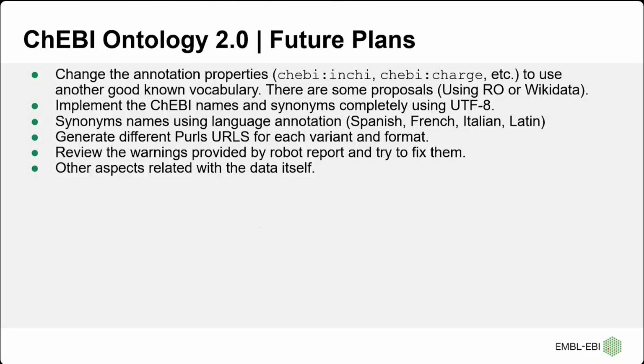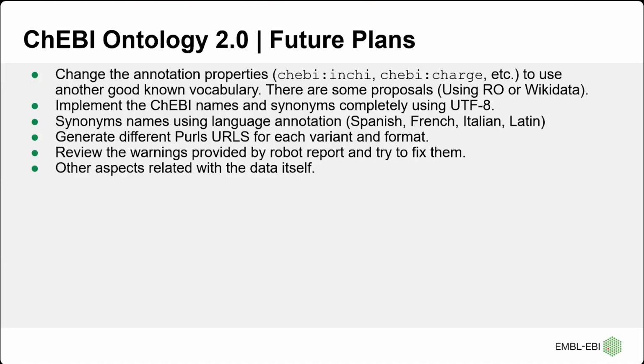So at this moment, in the ChEBI ontology, we have all the alpha, beta, these Greek characters in the ontology, and we also have other UTF-8 characters as part of the compound names. But we need to implement the full characters, because, for example, superscripts or subscripts are not implemented yet. So our idea is to have all the ChEBI names and synonyms completely using UTF-8.